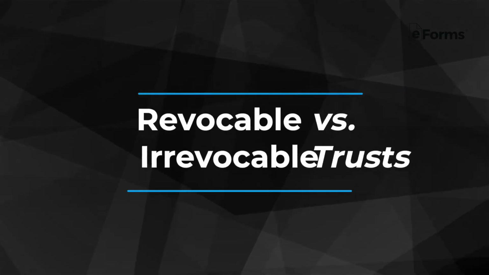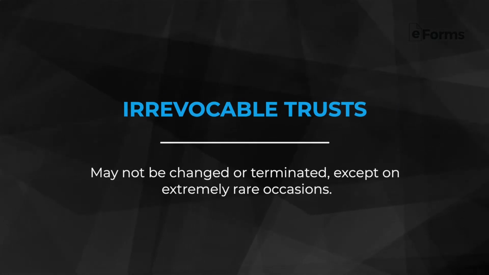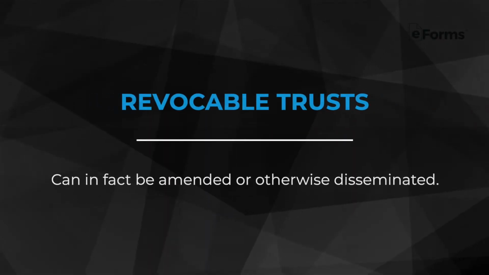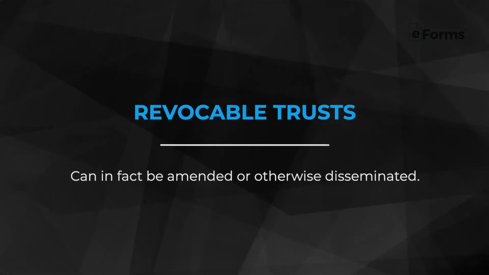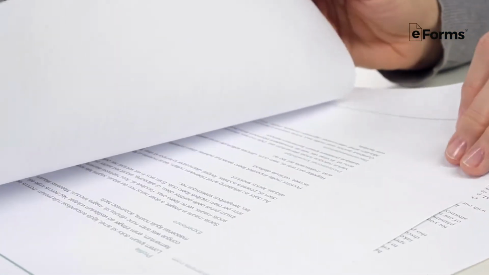Now, there are two kinds of trusts: revocable versus irrevocable trusts. For one, irrevocable trusts may not be changed or terminated, except on extremely rare occasions. In contrast, a revocable living trust can in fact be amended or otherwise dissolved. Another notable difference pertains to ownership of trust assets. A grantor with a revocable trust legally owns those assets and may claim them in personal taxes, whereas a grantor of an irrevocable trust does not have legal ownership of the trust's assets. Despite these distinctions, the two types are largely funded in similar ways.